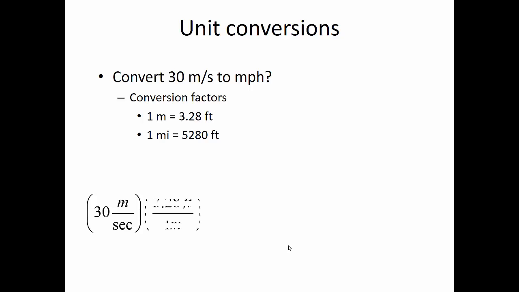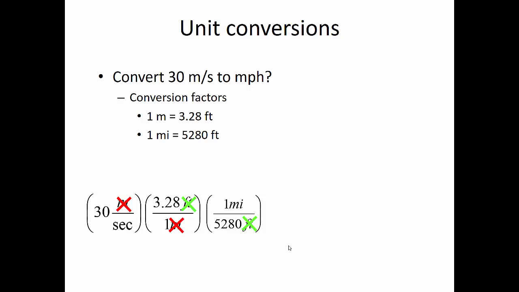What should we start with? Let's say that there's 3.28 feet per 1 meter. This allows us to cancel out the meters. But we're not trying to get to feet, we're trying to get to miles. So we need to use our conversion factor of 1 mile has 5,280 feet. Notice that I put the feet on the bottom so that they'll cancel with the feet on the top. Now I'm left with miles on top and seconds on bottom.